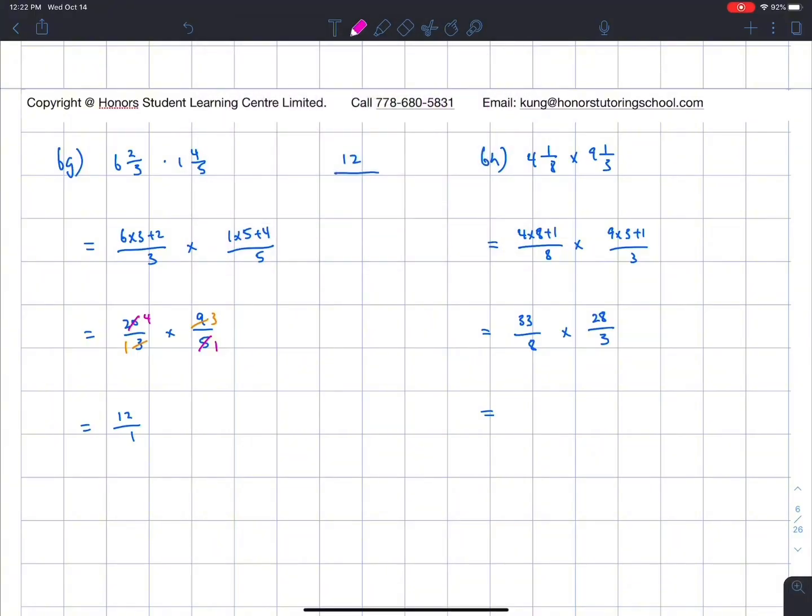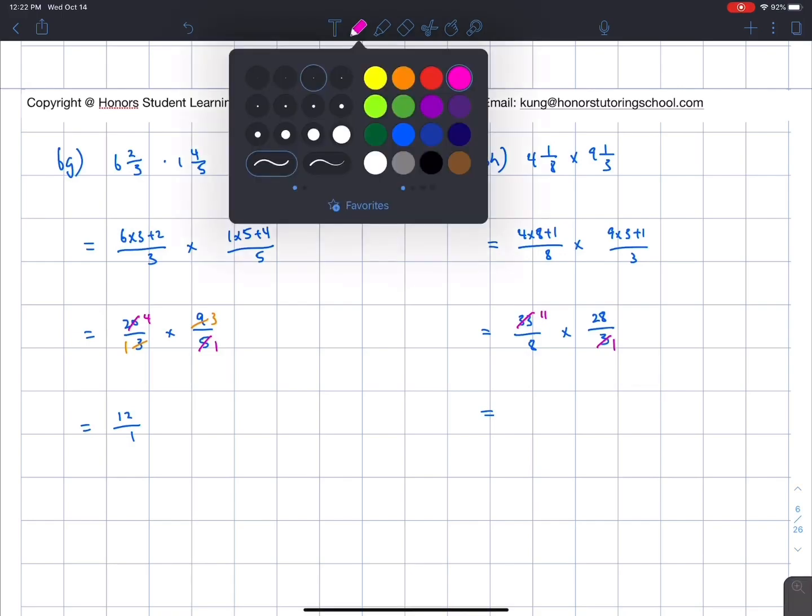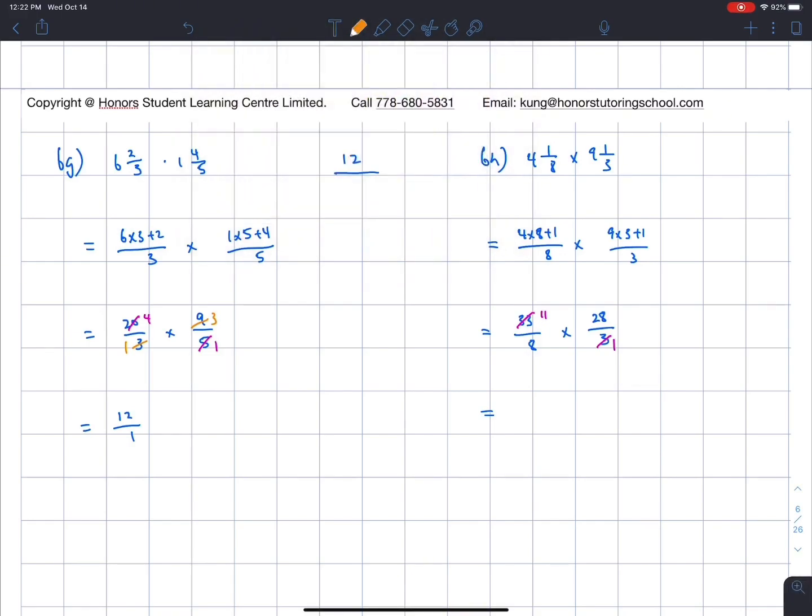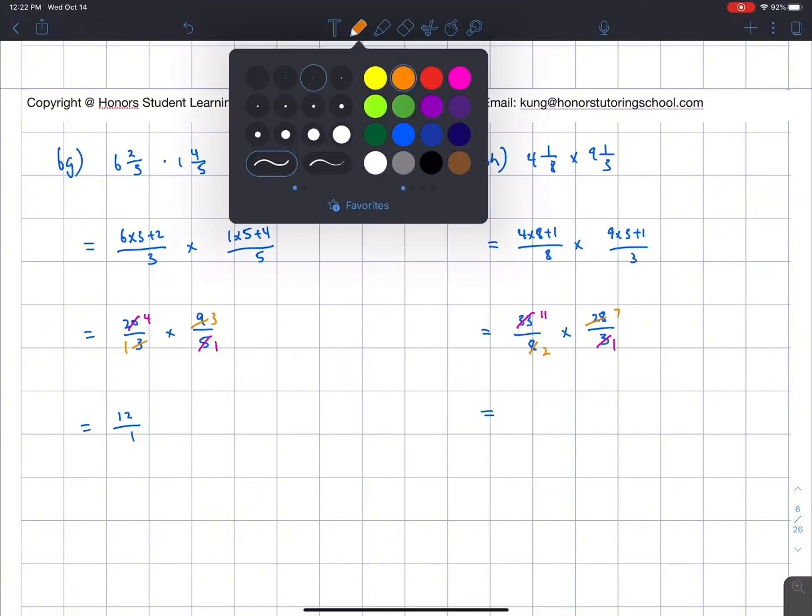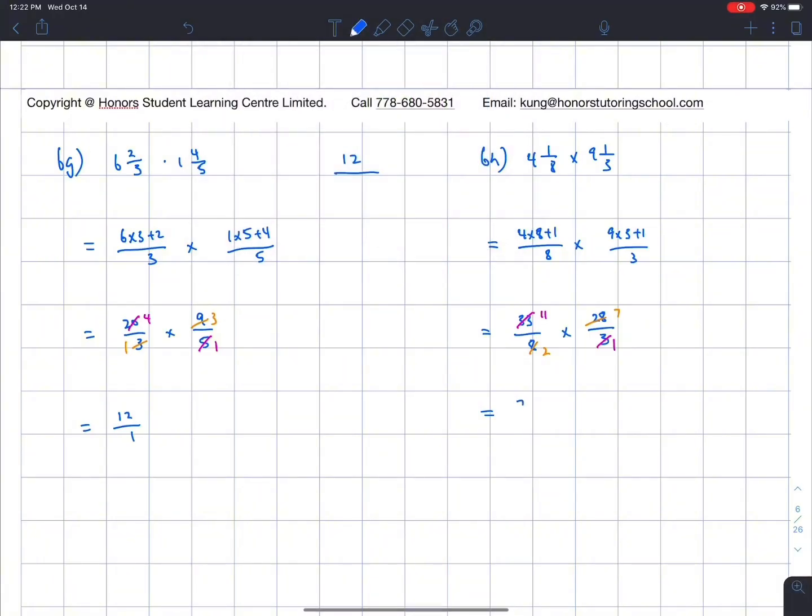We can divide this by 3 to get 1. 33 divided by 3 is 11. Divide 8 by 4 to get 2. Divide 28 by 4 to get 7. 11 times 7 is 77. 2 times 1 is 2.